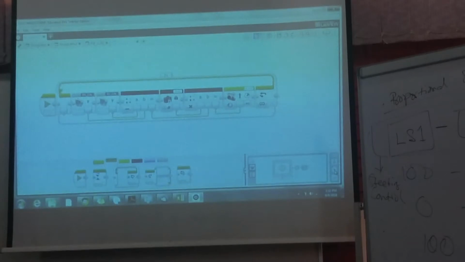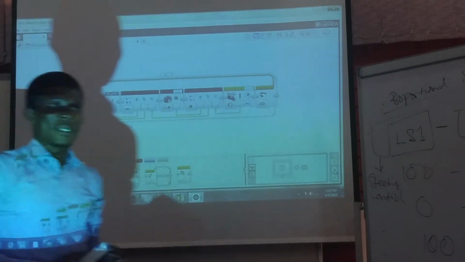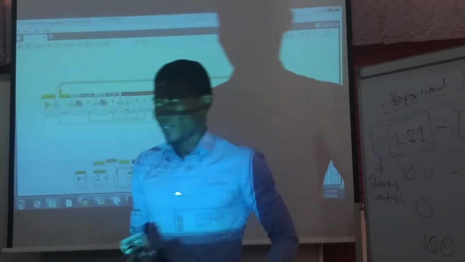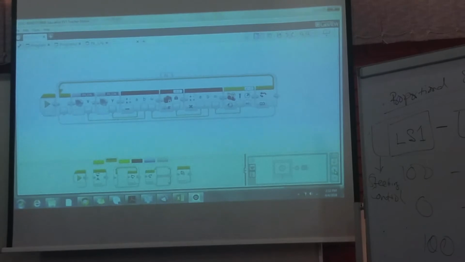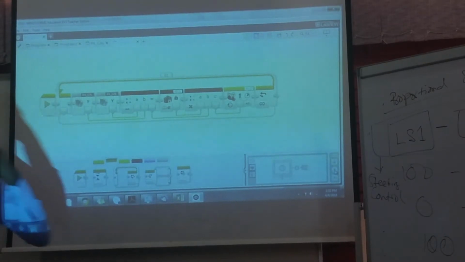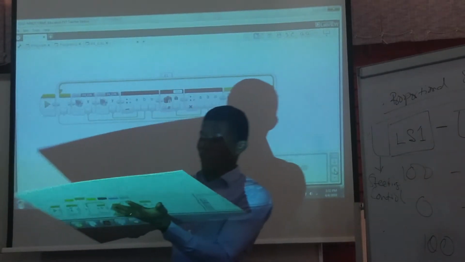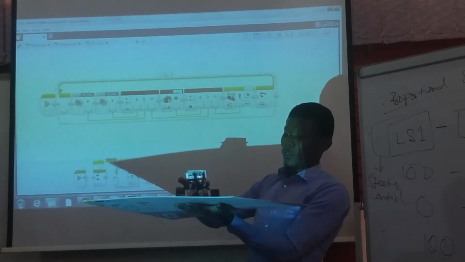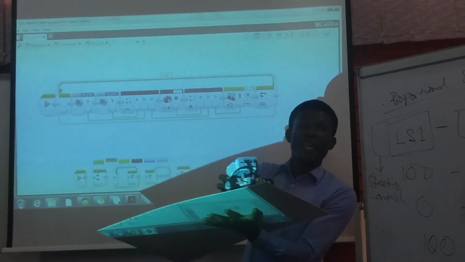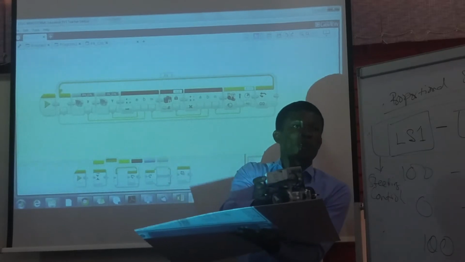Now you can see what is happening. It's unable to take my turns well. Do you follow? Why do you think that is happening? Let me run it again for you to see. Before it takes the turn, it is already out of the lane.